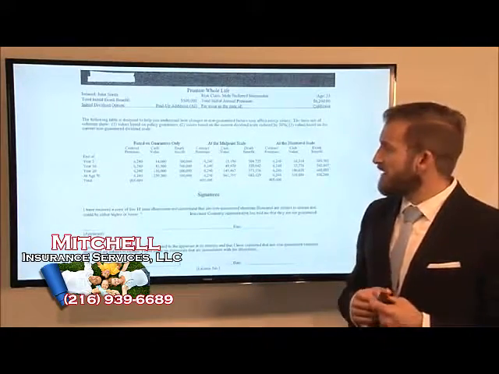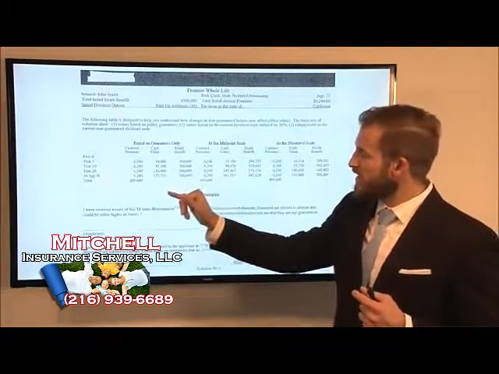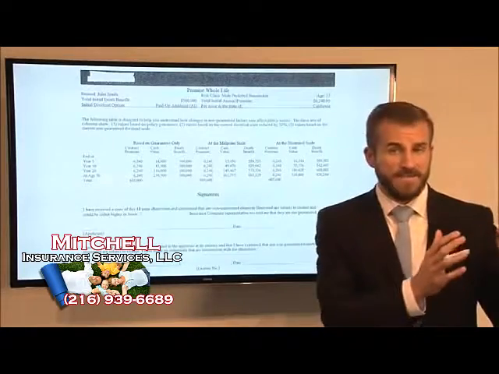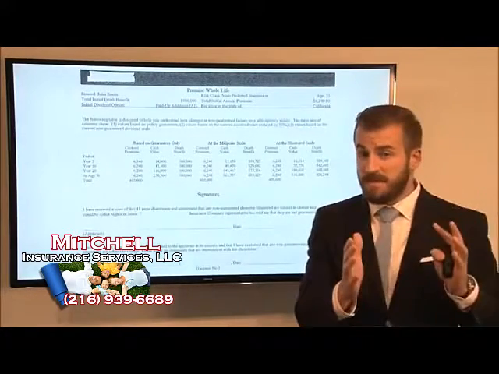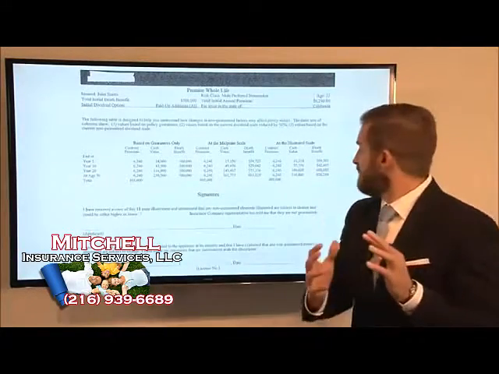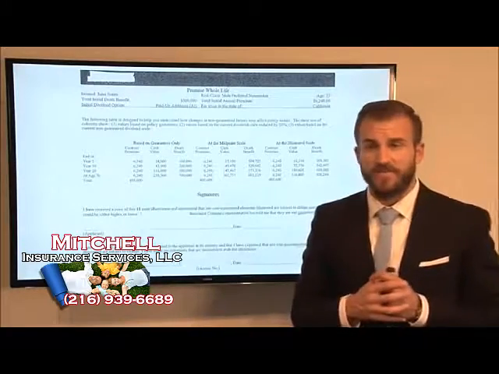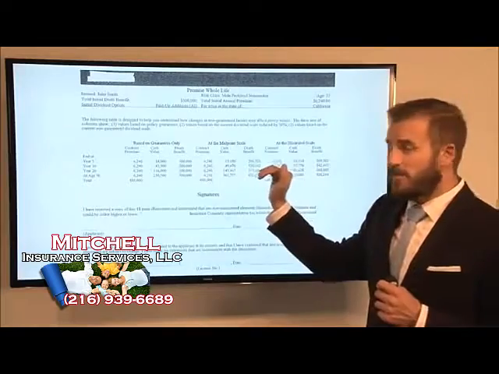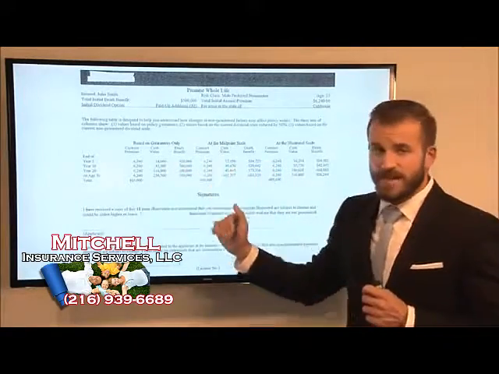This page is talking about the exact amount of premium that your customer would pay and the amount of cash value that would be built up based upon the guaranteed amount, the midpoint, which we'll explain in a second, as well as the illustrated value. As you can see right here, the illustrated value is different than the midpoint, which is also different than the guaranteed value.